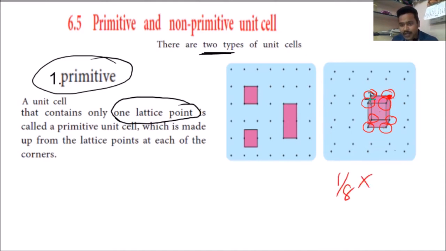Like that, how many corners are there? 1, 2, 3, 4, 5, 6, 7, 8. 1 by 8 into 8, like that it comes to 1. Then this is called a primitive.